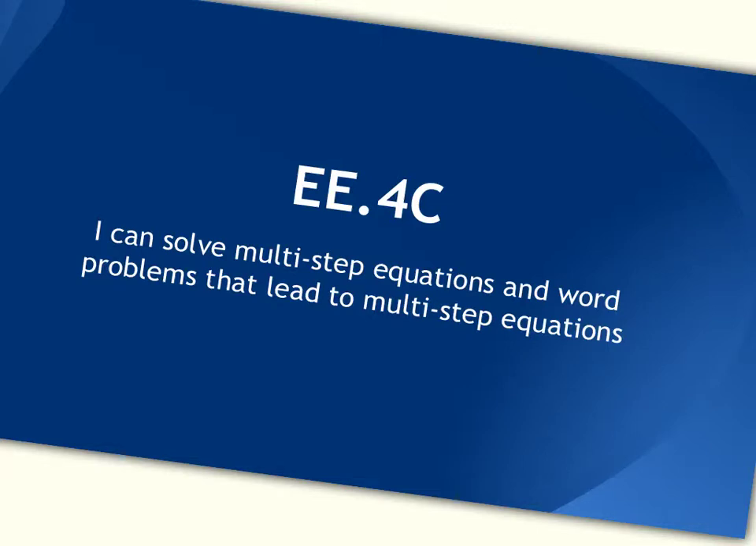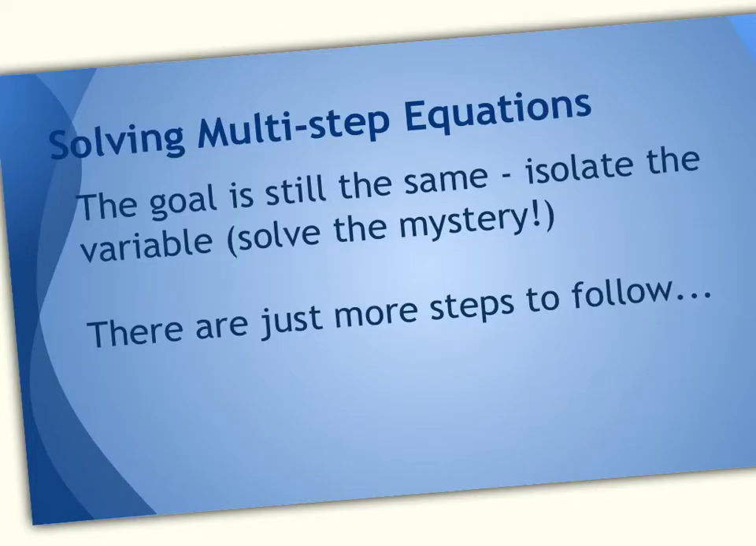Our next unit is 7.EE.4C. Now we're going to take the basic solving of equations and now do multi-step equations and word problems that lead to multi-step equations. Solving multi-step equations, the goal is still the same. Isolate the variable or get it by itself and solve the mystery. Undo everything until you figure out what it is. There are just a little bit few more steps to follow.